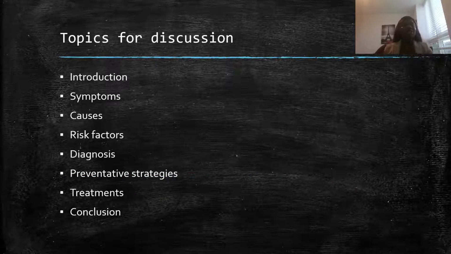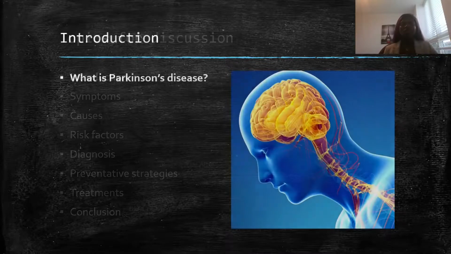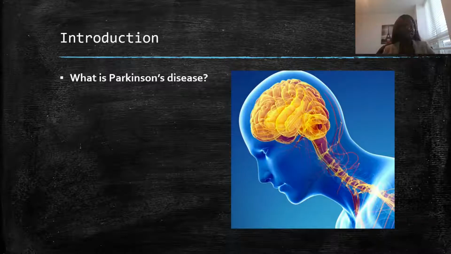I'm going to explain the basic definition of Parkinson's disease, its symptoms, what causes Parkinson's, its associated risk factors, diagnosis, how it is prevented, its treatment, and conclusion. Now, what is Parkinson's disease?